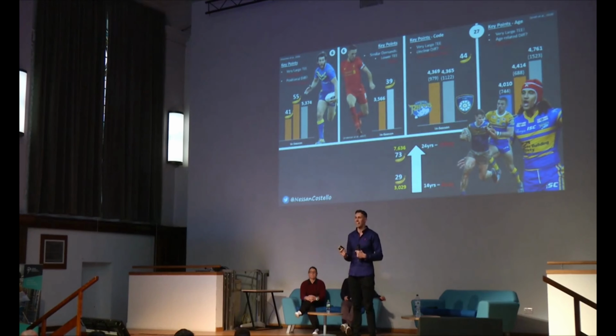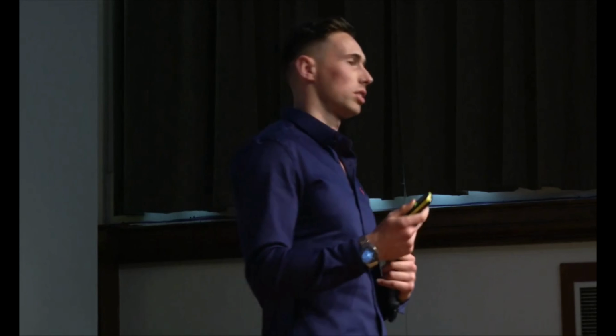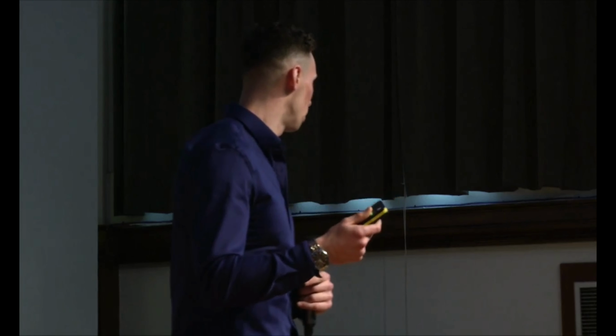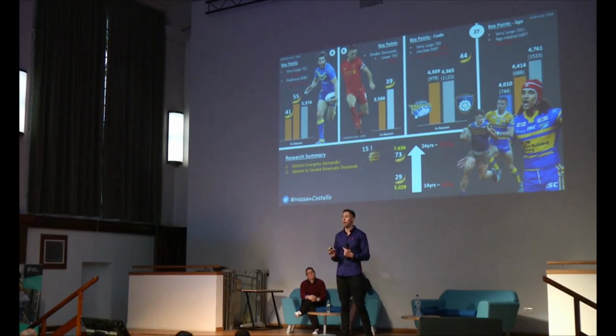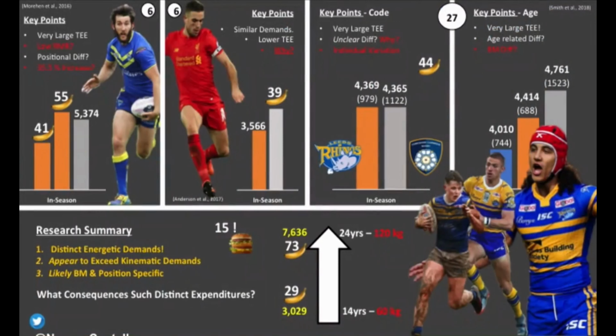And you might be thinking, how are my props still fat if they need to eat that much food? It's a good question, I'm not sure. That's 15 Big Macs. Some people might think they could eat that. What does all this literature tell us before we delve into some of the stuff that we've done that is currently unpublished? So one, they have distinct energetic demands. Two, these appear to exceed running demands. So where's that energy coming from? And likely related to body mass and body position, although we don't have evidence for that at the moment. So again, where's this energy coming from?